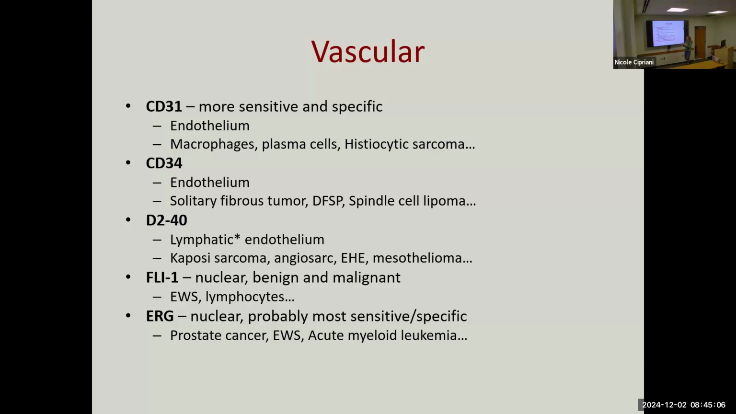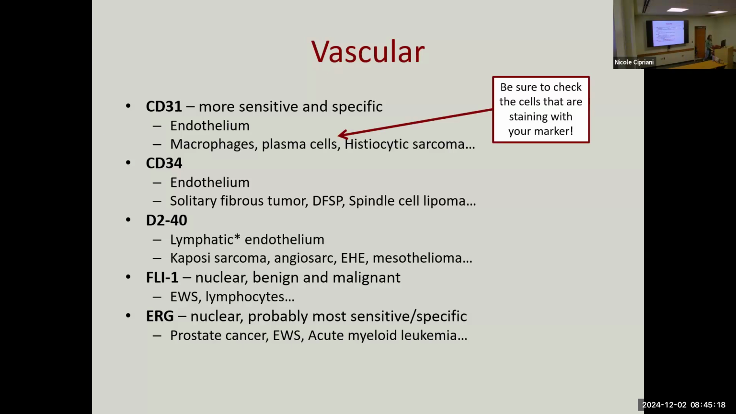D2-40, of course, restricted to lymphatic endothelium. All of these others will be present in both blood and lymphatic vessels. But always check the background cells, right? Because these can have a lot of overlap. So things, right, like CD31 can stain plasma cells, FLI1 can stain lymphocytes. So look through the stain and look, that's why we have the blue counterstain on our immunos, right? We have the blue counterstain so that we can see the morphology of what those background cells are.